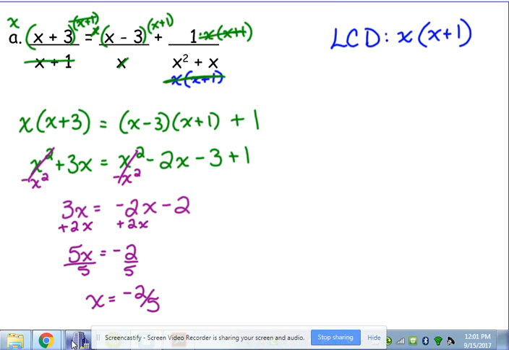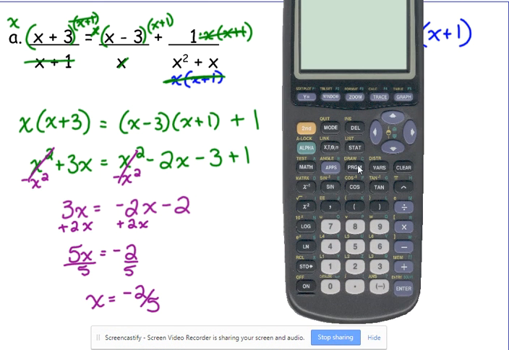And it wouldn't hurt, we need to check it. It doesn't make our denominator 0. What would make our denominators 0? 2 options. Would 1 make the denominator 0? Somebody said negative 1. What else would make the denominator 0? Look at that middle denominator right there. 0, right? Negative 1 and 0. If we got those as answers, we would automatically throw them out. But we didn't. We got negative 2/5.